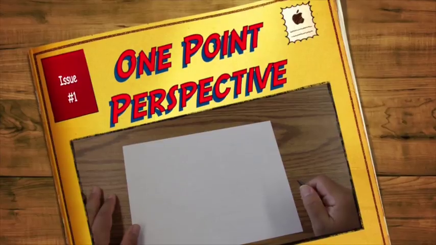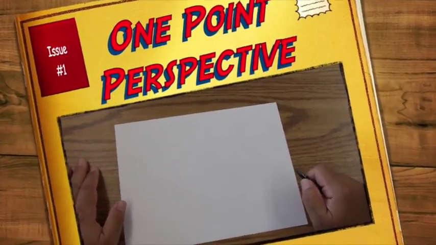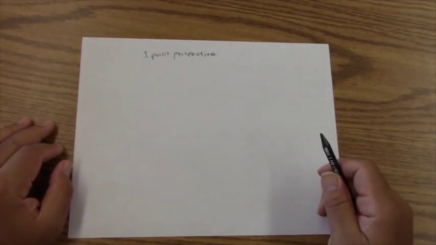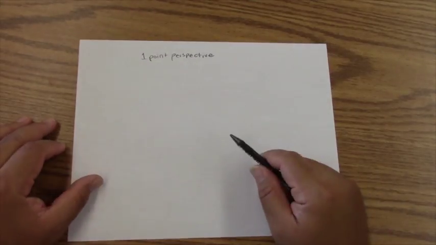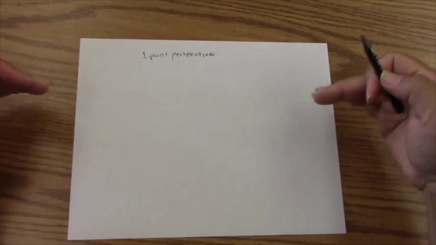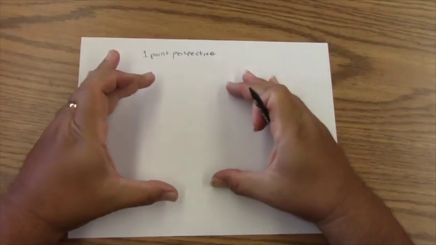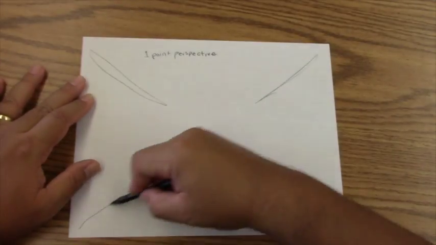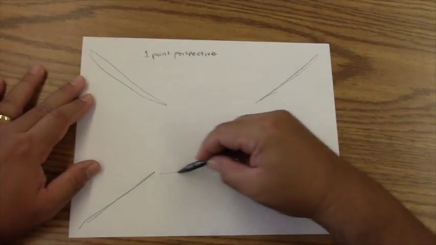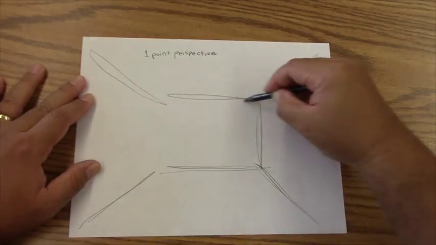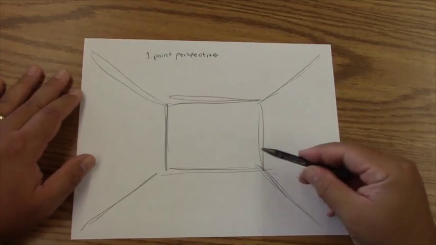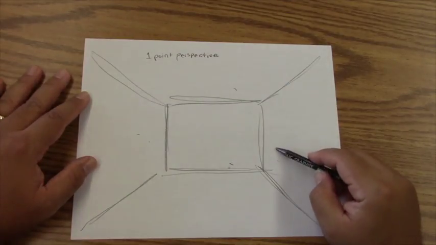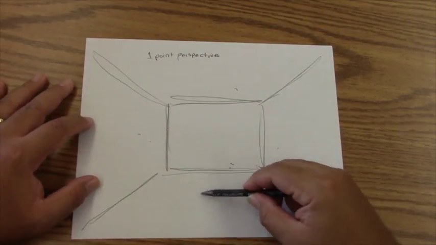Okay, so today we are going to be doing 1-point perspective. If you're sitting in a room right now, if you look straight at a wall, you'll notice that the wall has lines that converge towards the wall that's furthest away from you, kind of similar to this, where you see the back wall, the ceiling, both walls on the side, and then you can also see the floor.